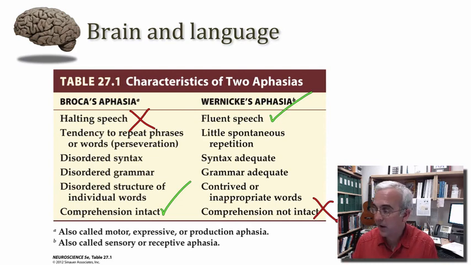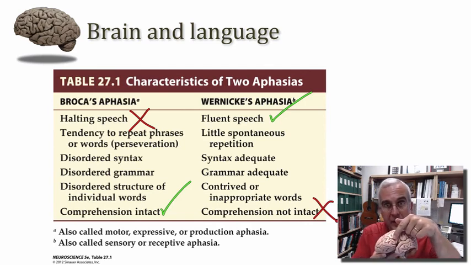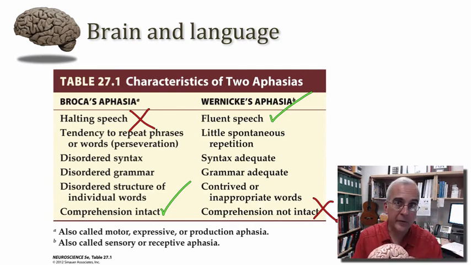One might also have, let's say, a stroke involving the entire distribution of the middle cerebral artery and have a global aphasia that affects both the lateral temporal associational cortex and the inferior frontal gyrus. So while it's possible to have one type of aphasia or the other, one can see elements of both, or one can see a global aphasia impacting all aspects of language function.